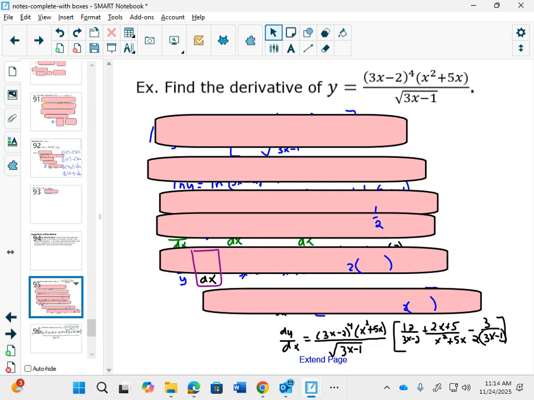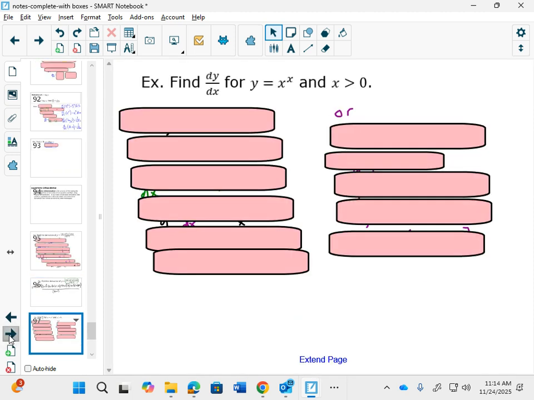But there are some questions that we don't know how to do with any of our laws. Here's a great one. You have y equals x to the x. This isn't a law that we have. Like you could do 2 to the x, 3 to the x, e to the x, a number to the x, but you never could do x to the x.